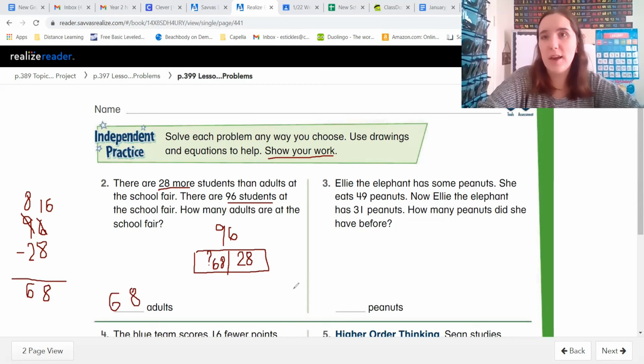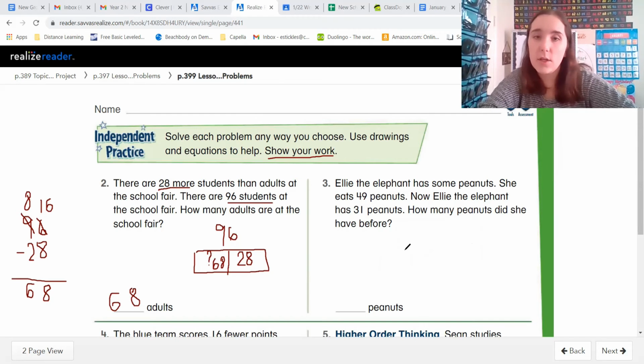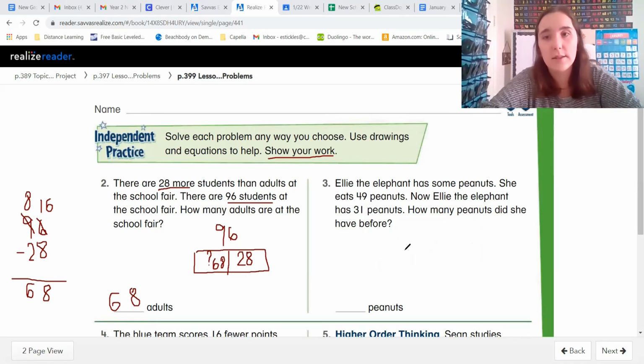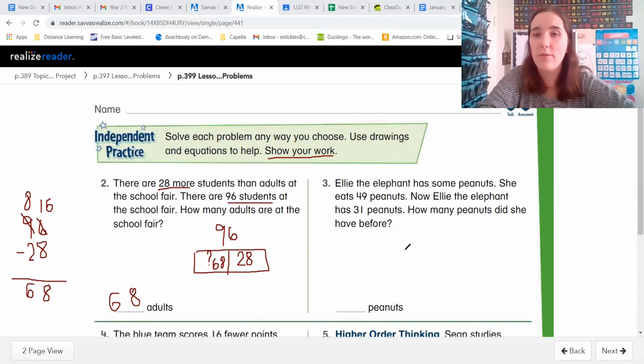I'm going to help you read number 3, and then you're going to solve it all by yourself. Ellie the elephant has some peanuts. She eats 49 peanuts. Now Ellie the elephant has 31 peanuts. How many peanuts did she have before? I want you to take your time, reread it if you need to, draw a bar diagram or use an equation and show your work, and then tell me the answer once you got it and come back and we'll check.